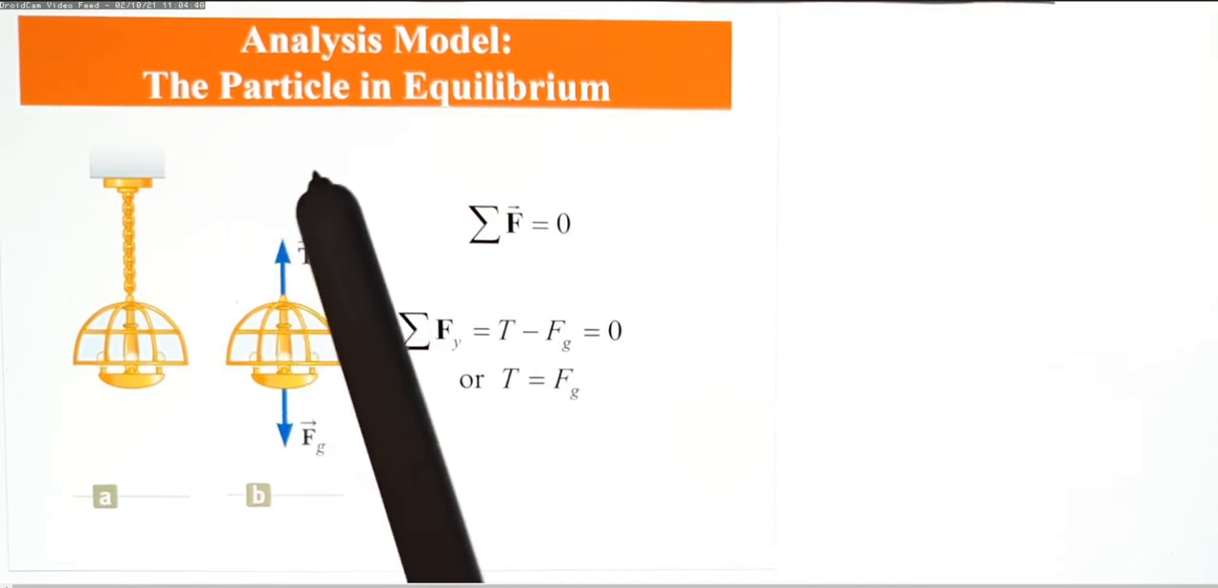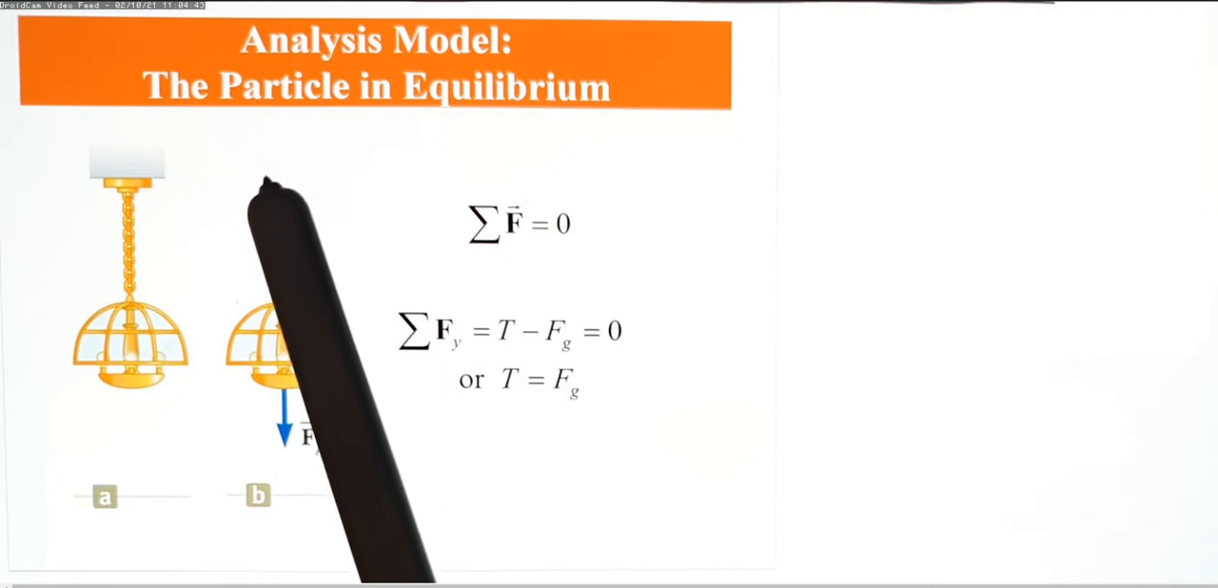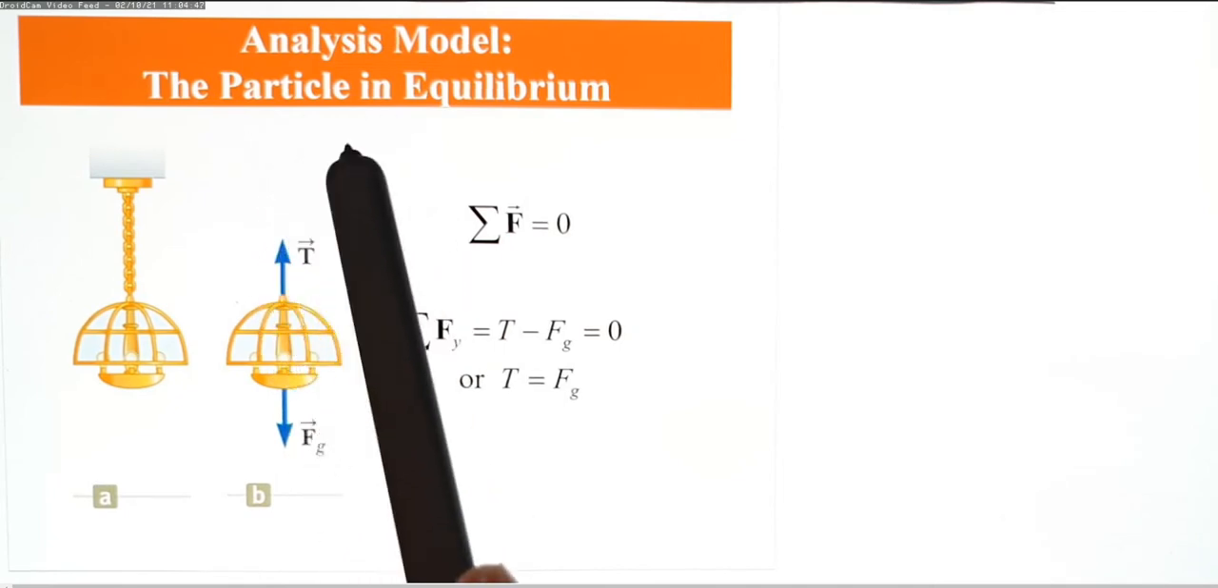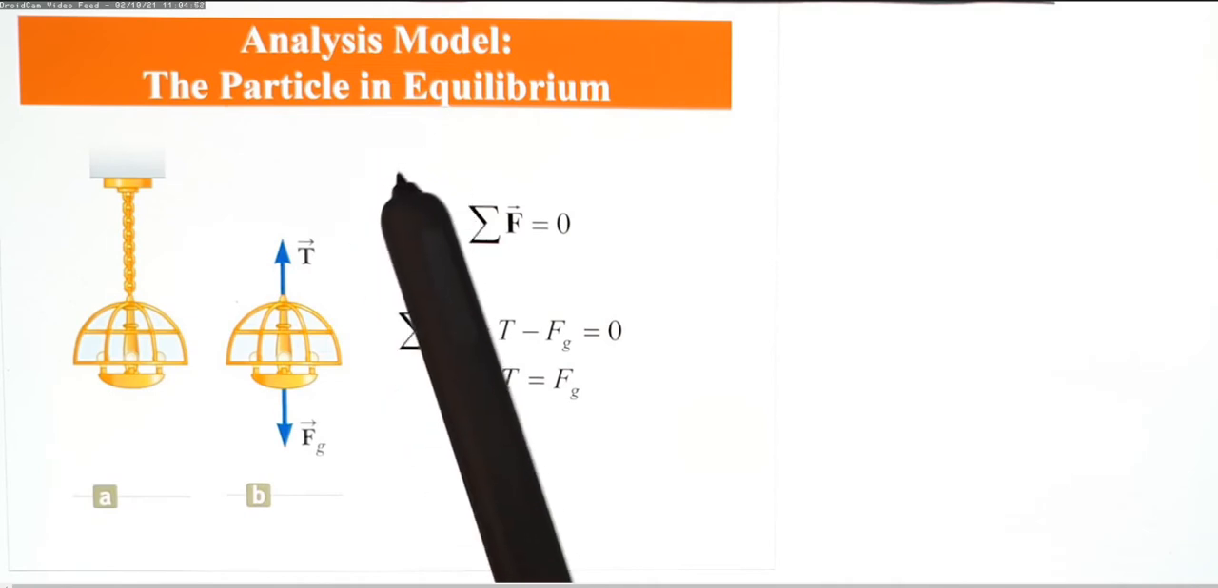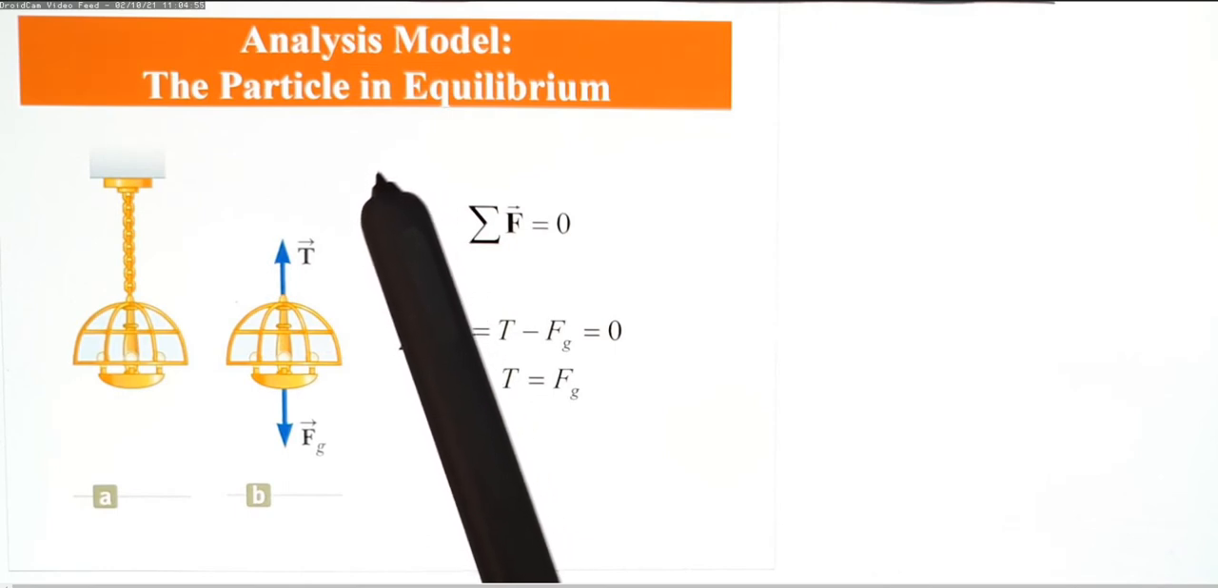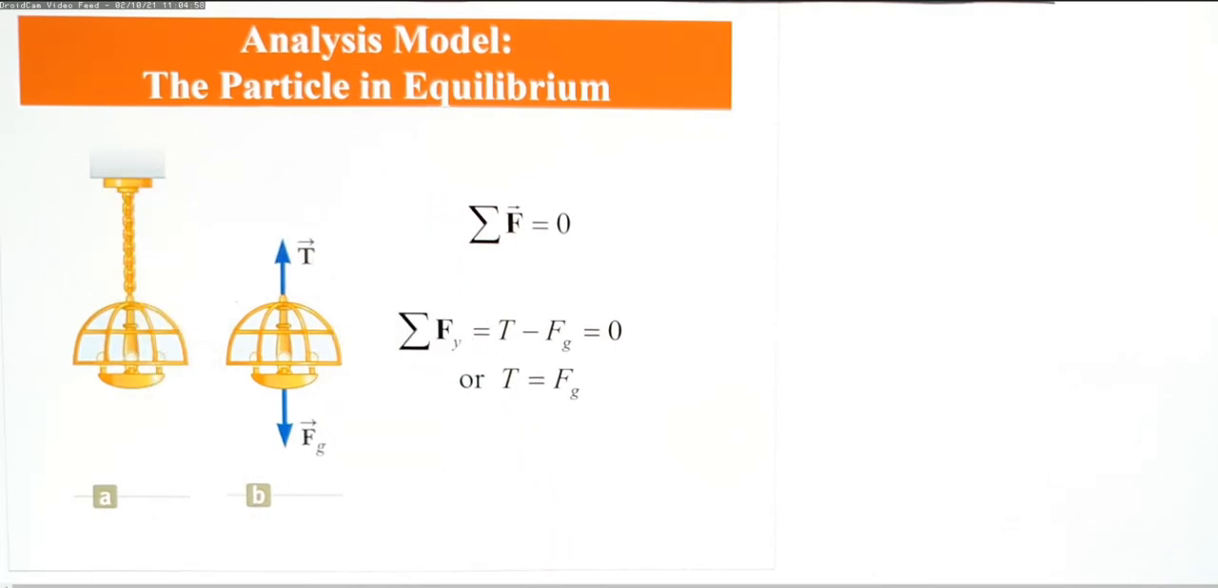So the first one, it may face us in the problems, which is a particle in equilibrium, and this equilibrium is static equilibrium. That means velocity is equal 0. Because we said before, with equilibrium we can have static equilibrium and we can have a kinetic equilibrium. So this one is static equilibrium. Summation of forces is equal 0 and velocity is equal 0.